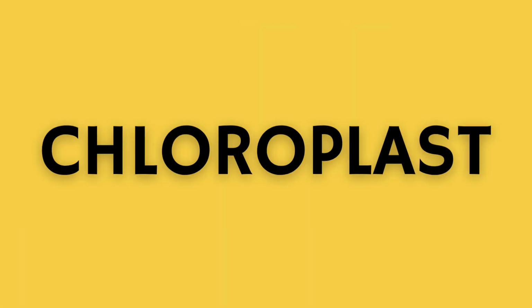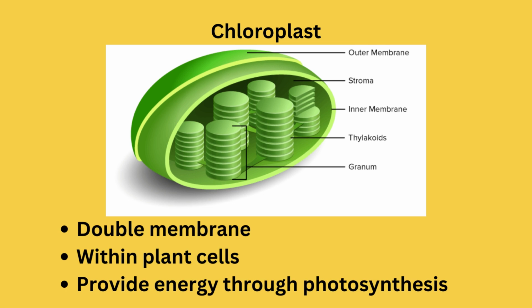Next is the chloroplast, which has a double membrane and is found within plant cells. Their function is to provide energy for the plant cell through the process of photosynthesis.